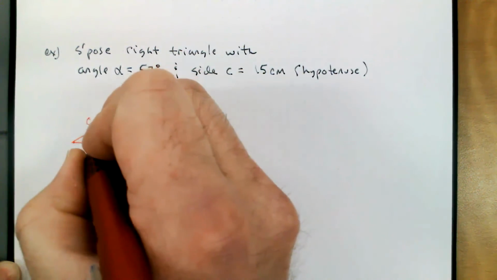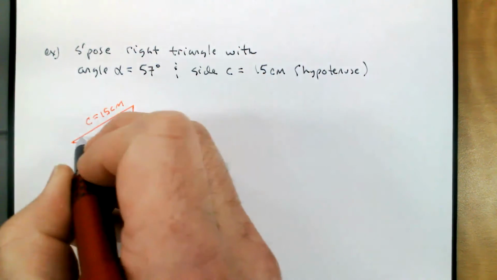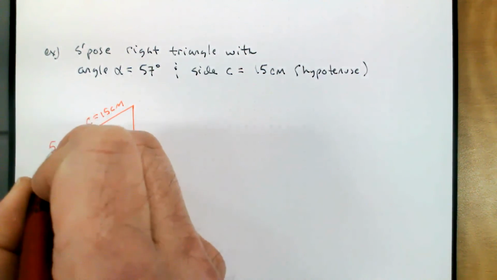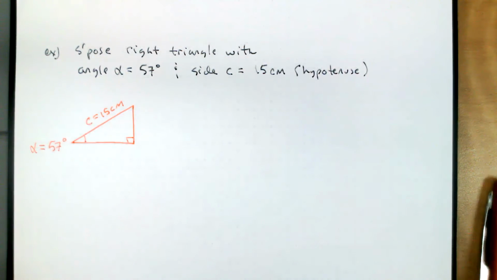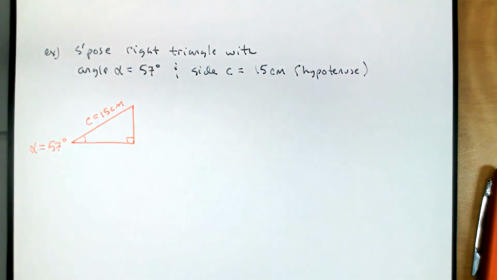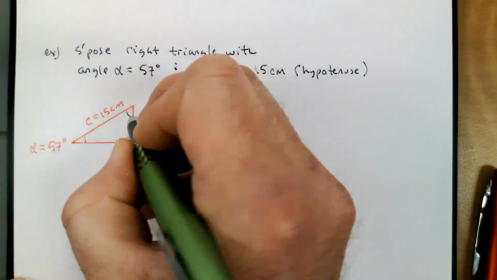I know that side C is equal to 15 centimeters. I think I put alpha down here, and so that's going to be 57 degrees. And there are my three pieces of information that we've been given. Now I want to make sure I label all the other things, because now I've got to find the other three. So I've got to find this angle beta up here.